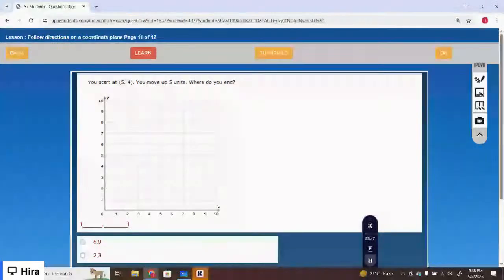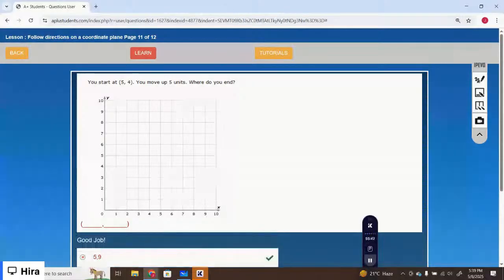You start at (5, 4). You move up 5 units. Where do you end? X is 5, Y is 4. You move up 5 points, so that is (5, 9). Option number 1 is the correct option.